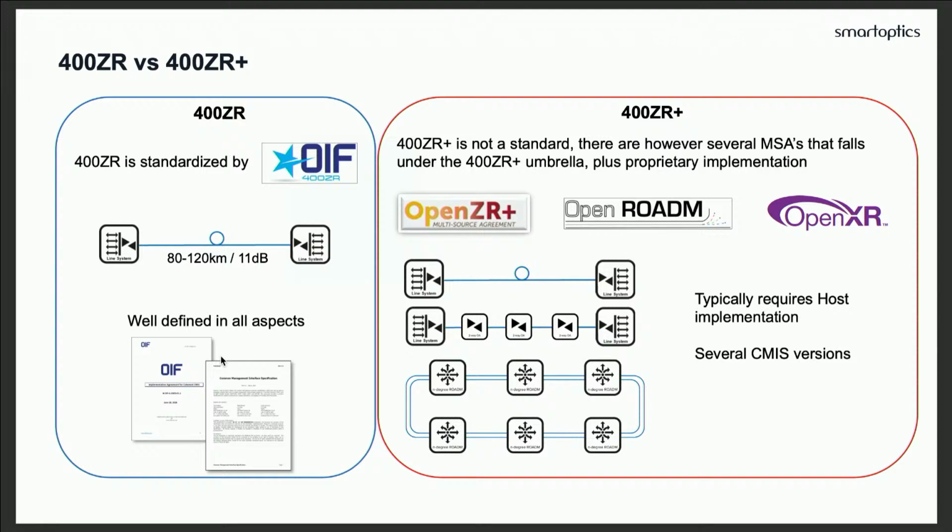Here, I just pointed out one point. There are so many different CMIS versions. So CMIS is the Common Management Interface Specification for QSFP-DDs. And in order to support these complex tunable optics in a host, switch, or router requires actually firmware support in those devices. So in the early days of DWDM, it was pretty easy to use a 10 gig DWDM pluggable in any type of switch or router, and it just worked.